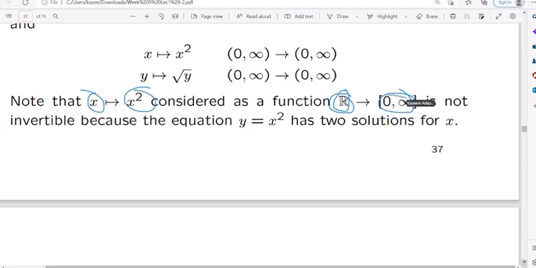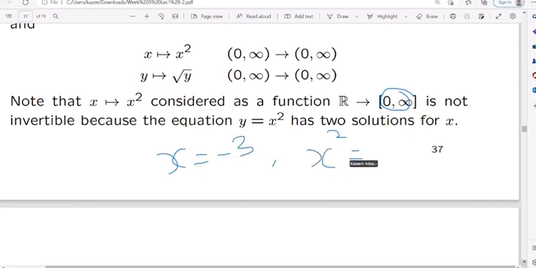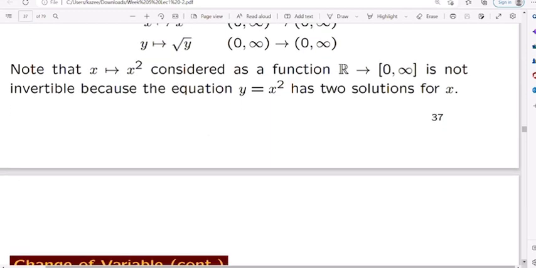And you know what? This is not invertible. Why is it not invertible? There's nothing you can do here that would take you back. For instance, let me say x equal to minus 3. When you square x, that will give you 9, right? Now when you find the square root of 9, it's not going to take you back to minus 3. You're just going to have positive 3. That's the reason why we say it's not invertible, because y equal to x squared has two solutions.